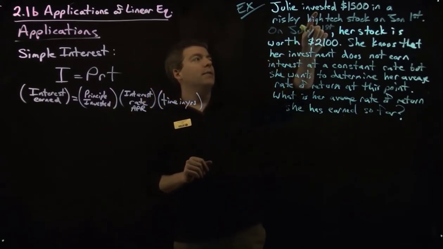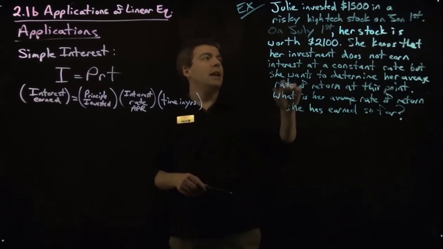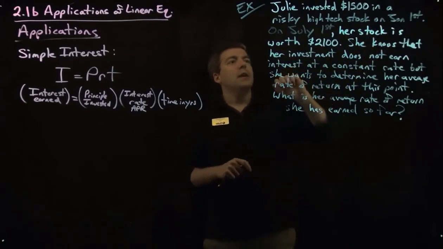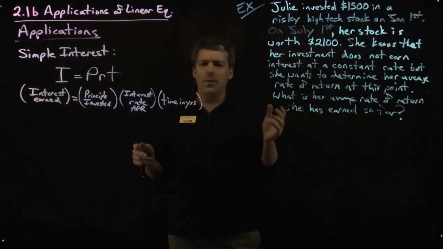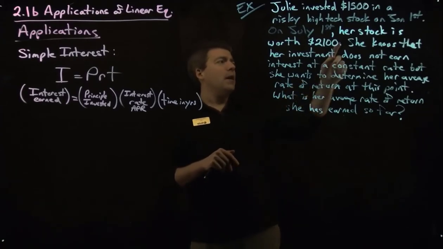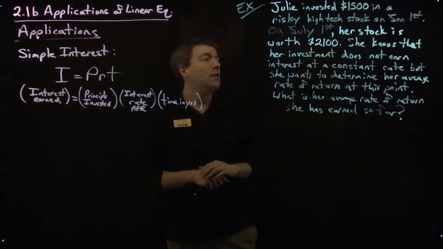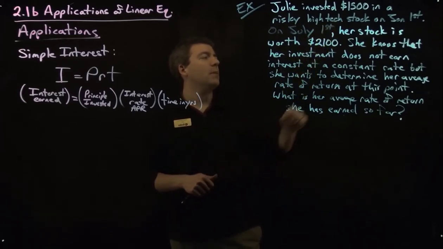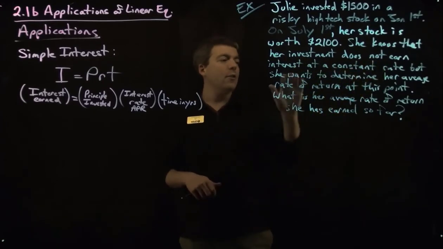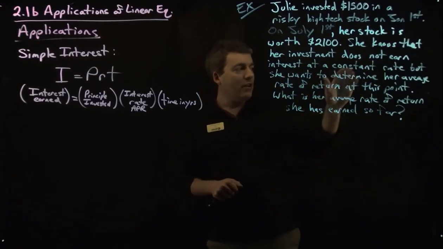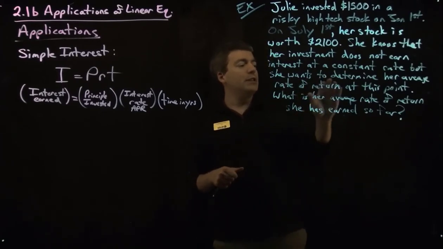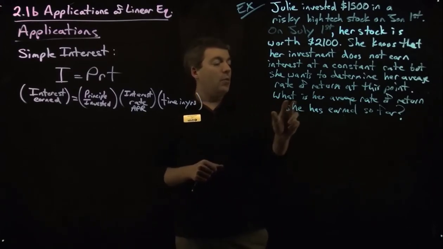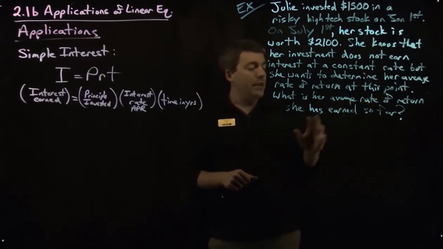So Julie invested $1,500 in a risky high-tech stock, maybe some cryptocurrency, on January 1st. On July 1st, so how much time has passed? Think about it. Her stock is worth $2,100. Okay, so an increase by $600. She knows that her investment does not earn interest at a constant rate, naturally, but she wants to determine her average rate of return at this point. Fair enough. We want to know what her average rate of return has been so far.